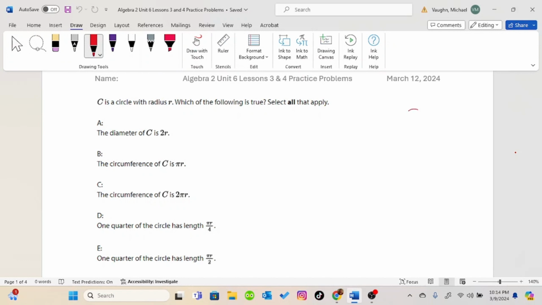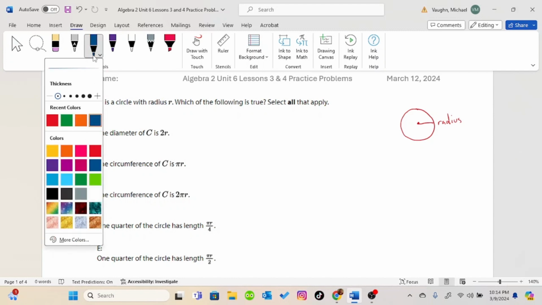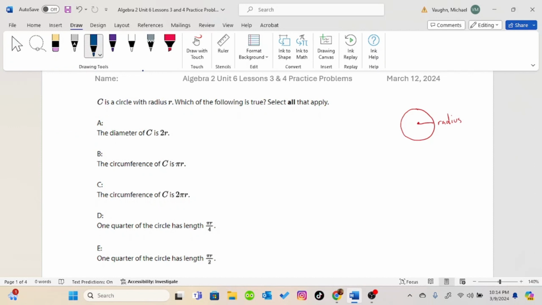The first thing is a radius. If we have a circle, from the center to the circle is the radius. Now, if we want to go all the way across the circle, this would be a diameter.